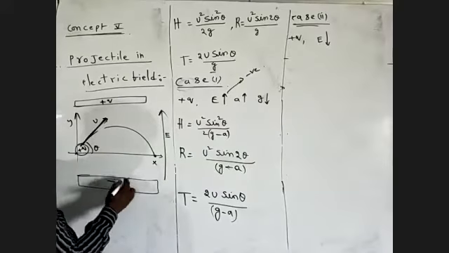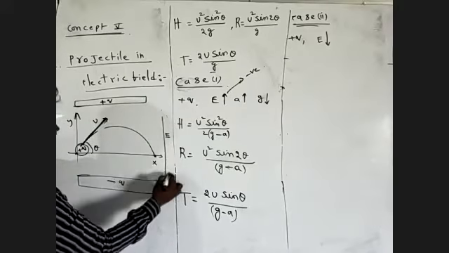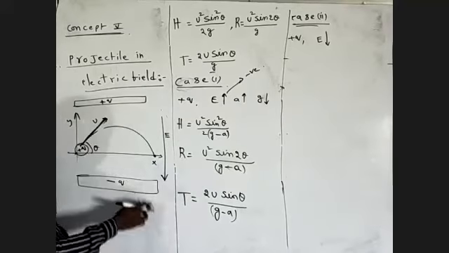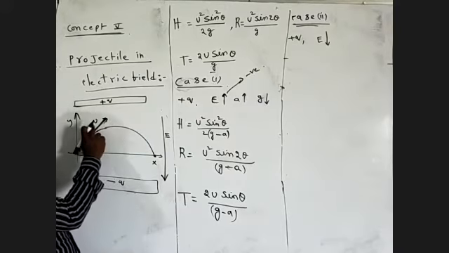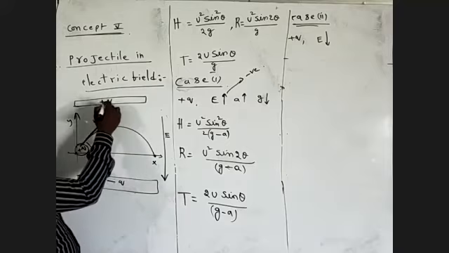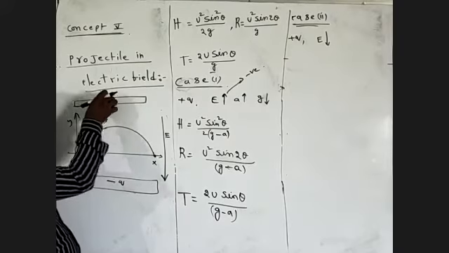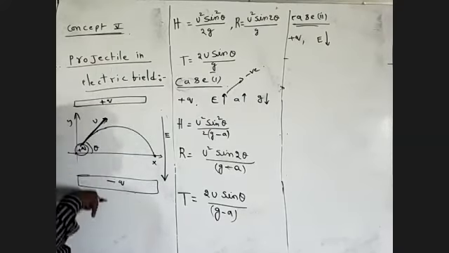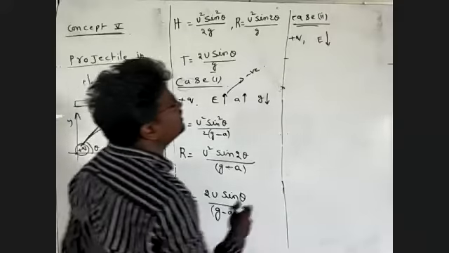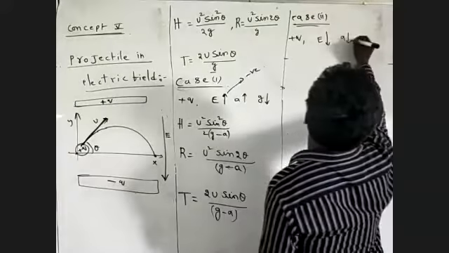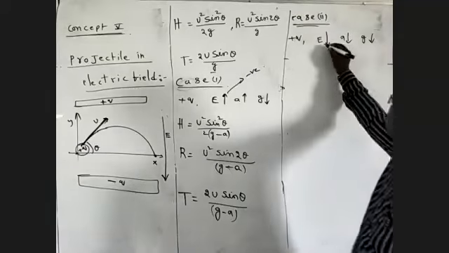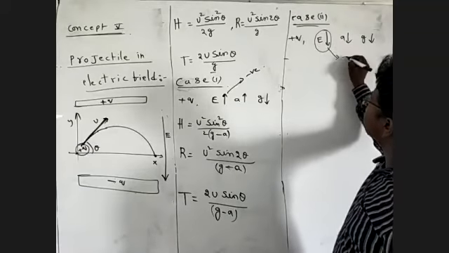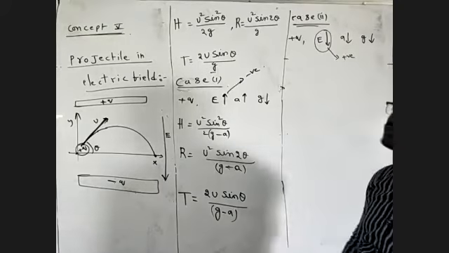This is a negative plate. The direction of electric field is from positive to negative. The charge is projected in an upward direction with a velocity u. But this is a positive charge, and this positive plate also repels the positive charge in a downward direction. The acceleration of the charged particle is in a downward direction. Gravity is also in a downward direction. So the electric field is downward, which means you can take the acceleration as positive.